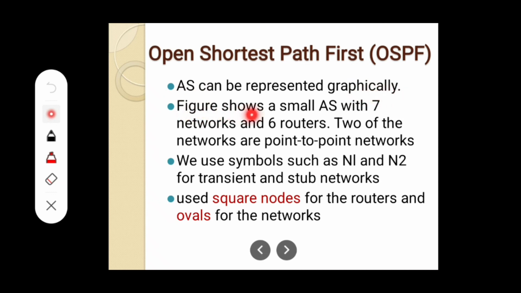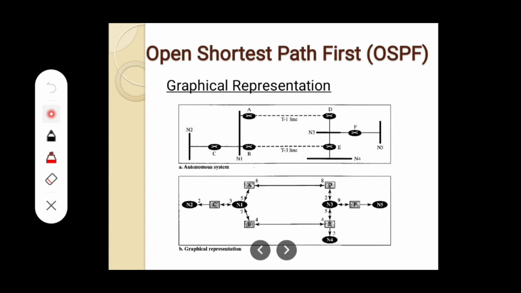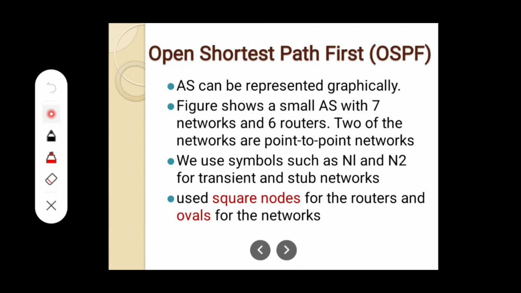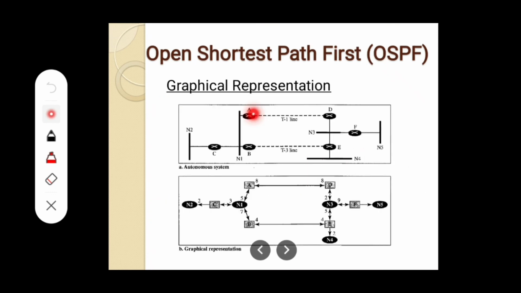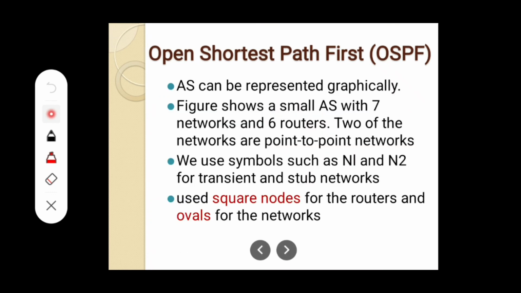The figure shows a small autonomous system with 7 networks and 6 routers. Two of the networks are point to point. So here we are having 7 networks: 1, 2, 3, 4, 5, 6, 7. Two of the networks are point to point networks, so these are the point to point networks.